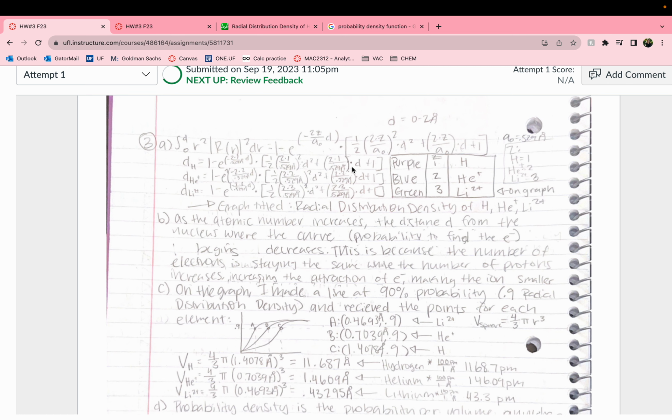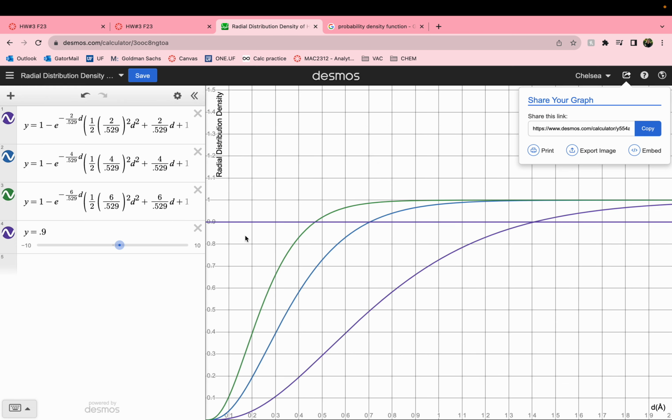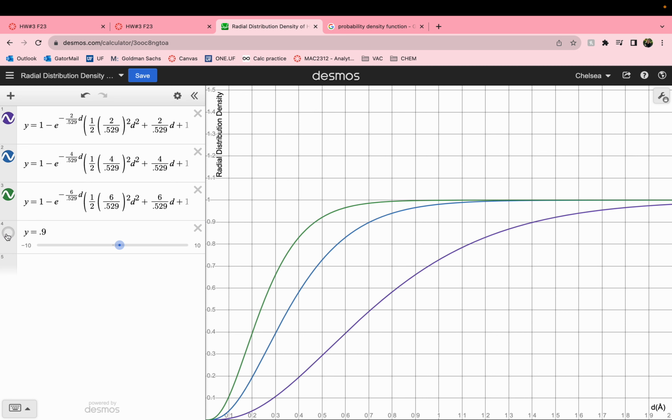So once I had these equations, by substituting each of those values in, it came up with a graph like this. I used my software of choice, Desmos. And I got each of these graphs for hydrogen, helium+, and lithium 2+.